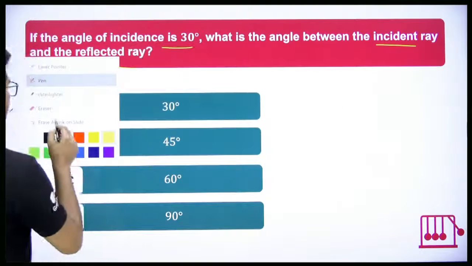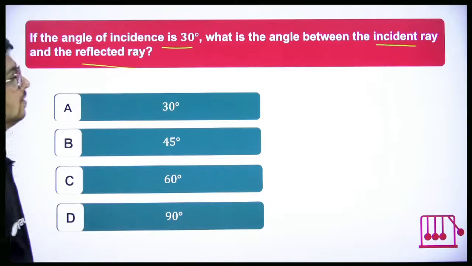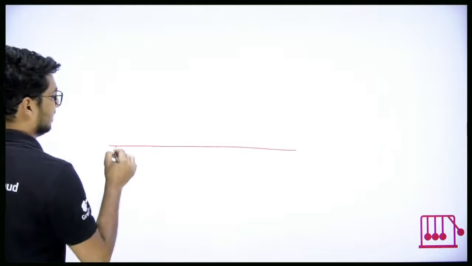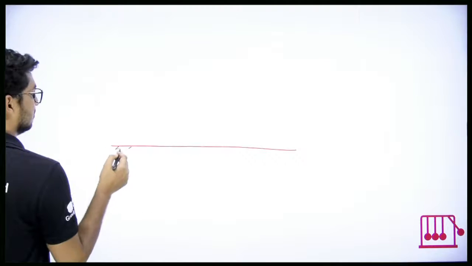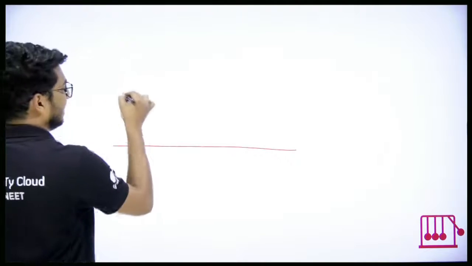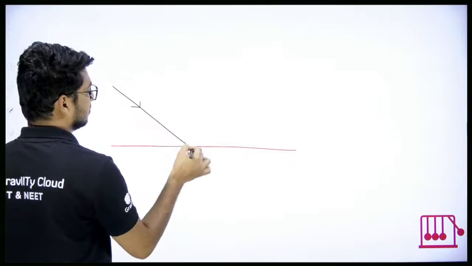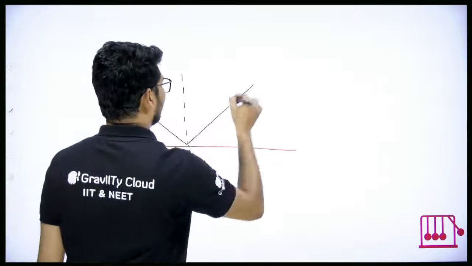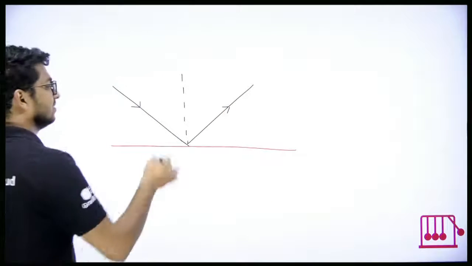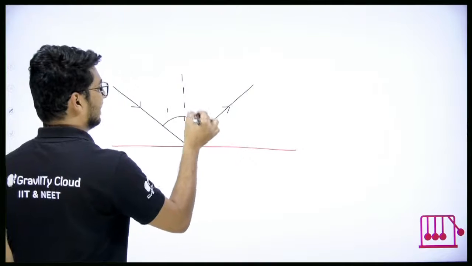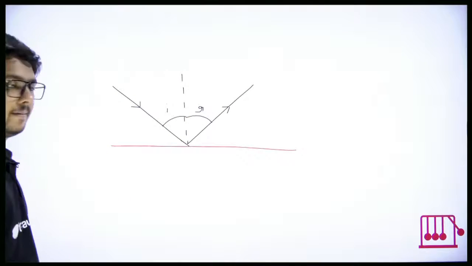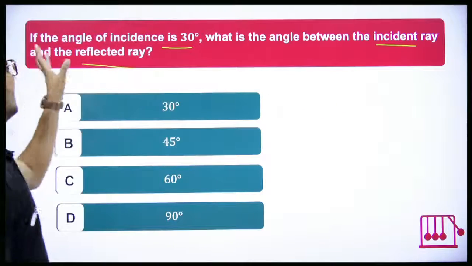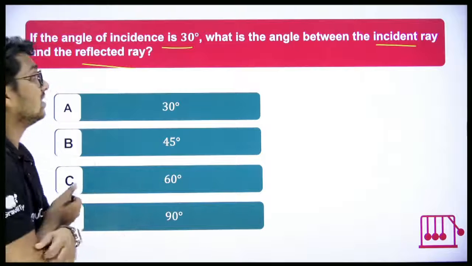Let me solve it for you. So let's draw the diagram here, by the way. Let's say this is an opaque surface. Let's say this is the incident ray. Right? If I draw the normal here, this will be the reflected ray. Yes? So this is the angle of incidence, this is the angle of reflection. Simple. But what is asked here? The angle between the incident ray and the reflected ray, that is what is asked.